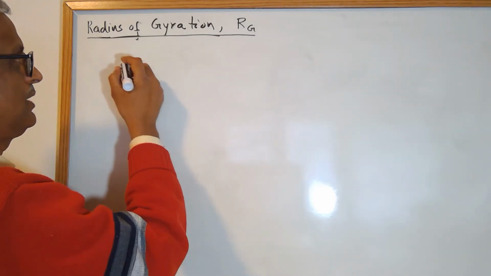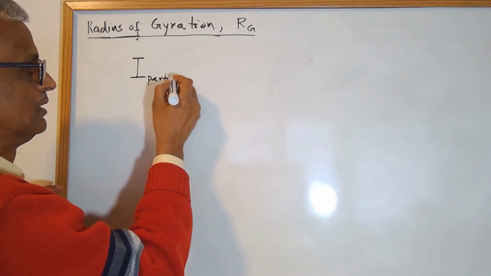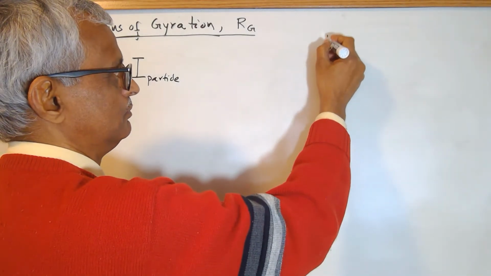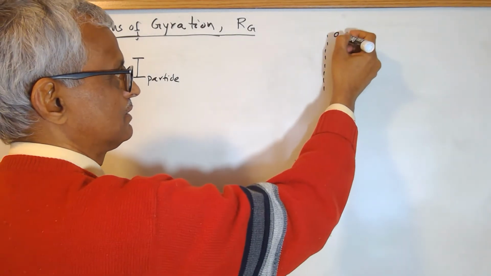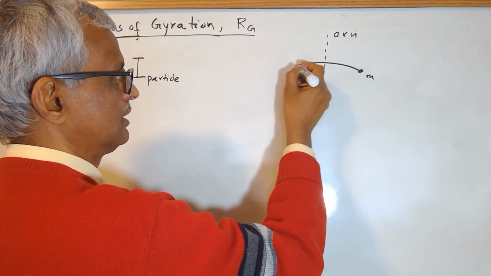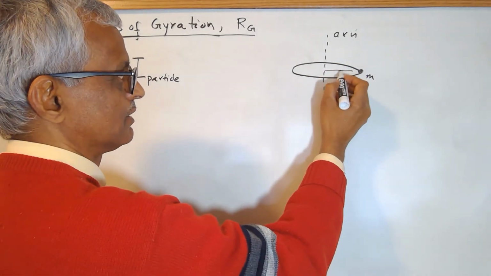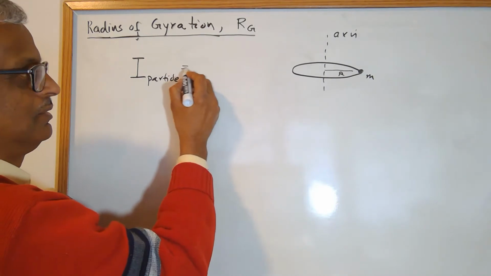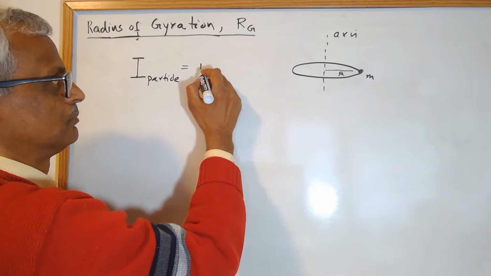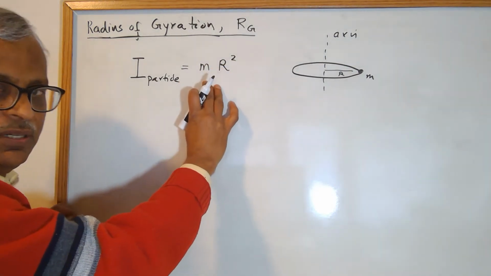So if you look at the moment of inertia of a particle, this is the axis, and the particle is over here with mass m, and it's going around this axis in a circle of radius r. Then the moment of inertia of this particle is just m times r squared. But this is a very special formula.